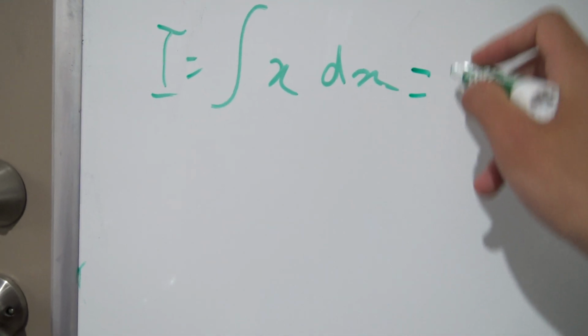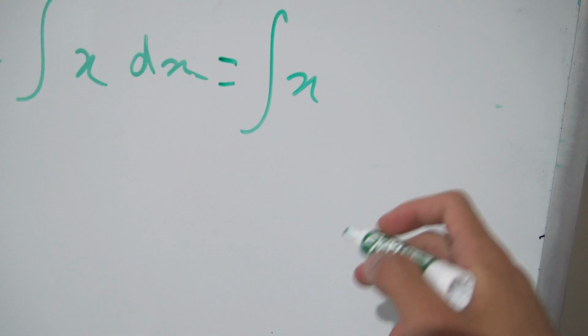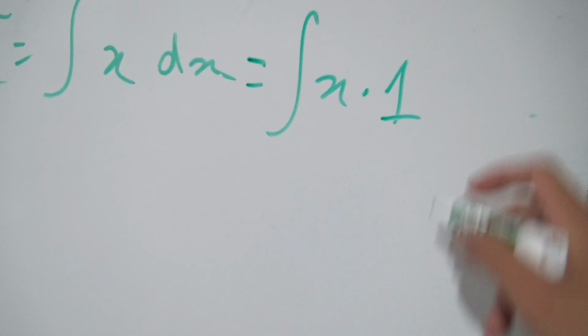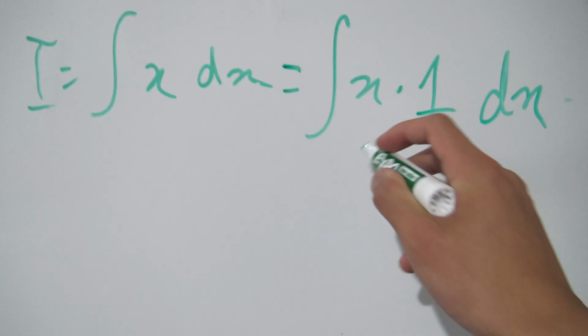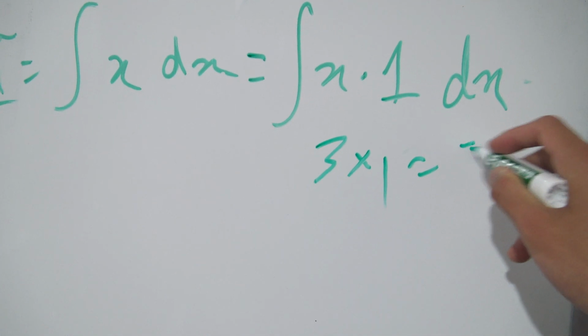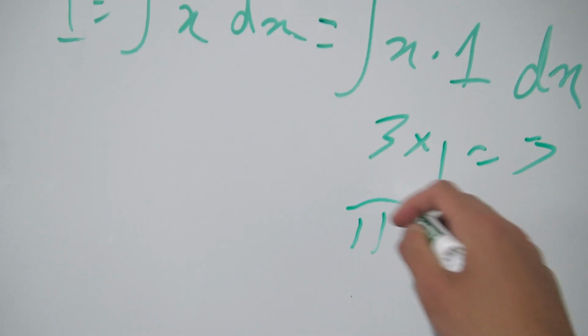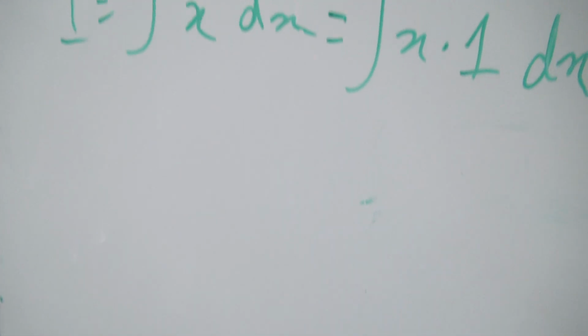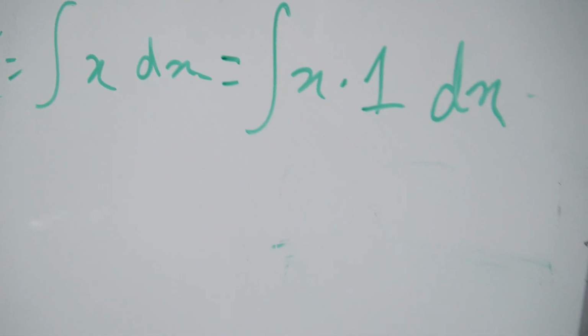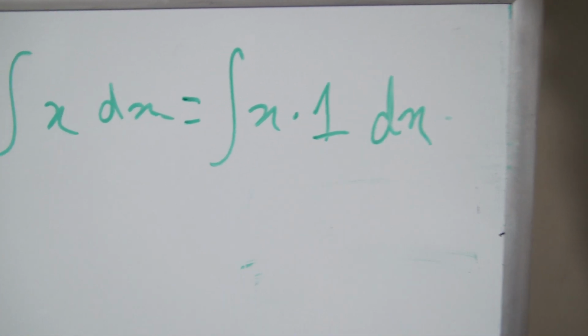I hope you agree with me that if we multiply our x in this integral right here by a 1, it's not going to change anything, because x times 1 is the exact same thing as x. Just like 3 times 1 is equal to 3, and pi times 1 is equal to pi, okay? So therefore we can agree that x times 1 is equal to x, and that these two integrals here are the exact same thing. So let's take a look at this integral right here.